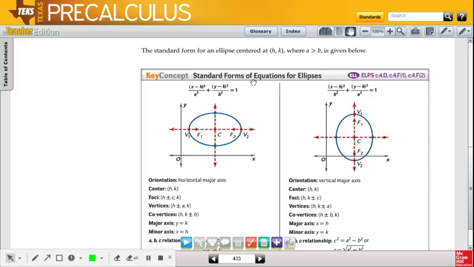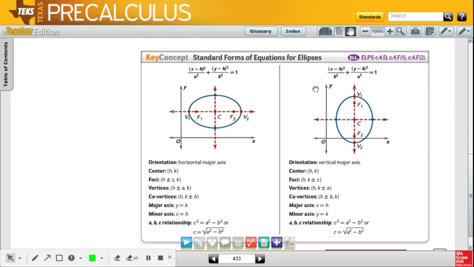In this section, we're going to cover the standard forms of equations for an ellipse. Before you copy down the chart, please make a note. I would highlight this: the standard form for an ellipse centered at h comma k, where a is greater than b. This is the most important information you should have when writing your equation for an ellipse, where a is greater than b.